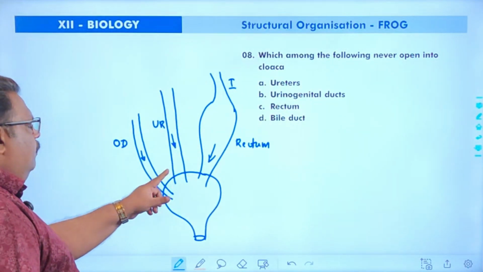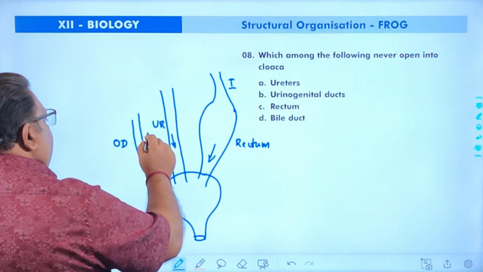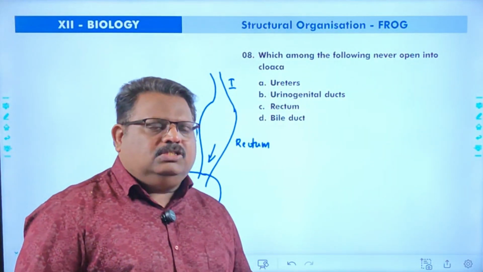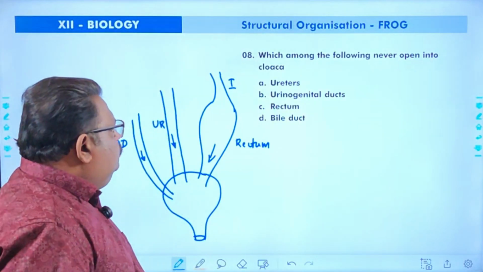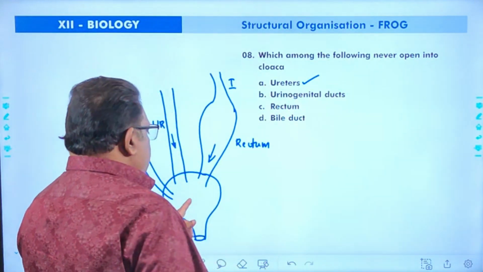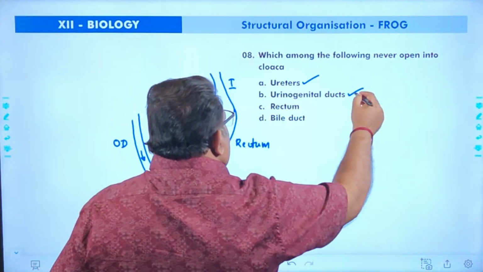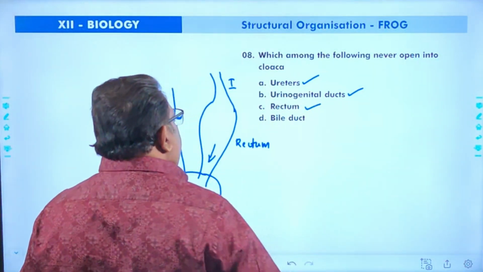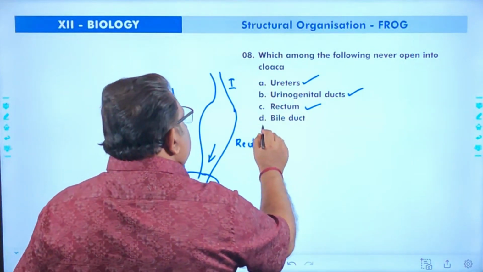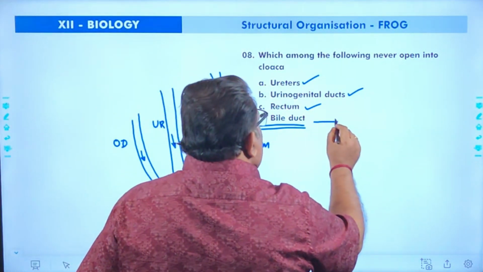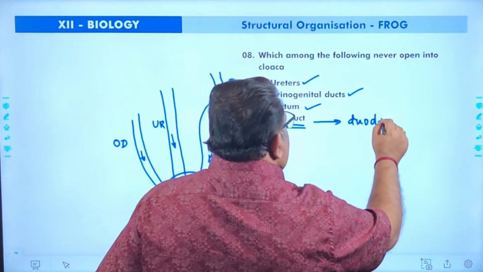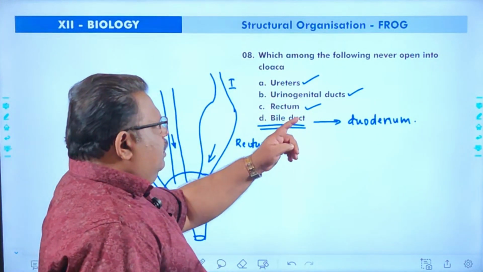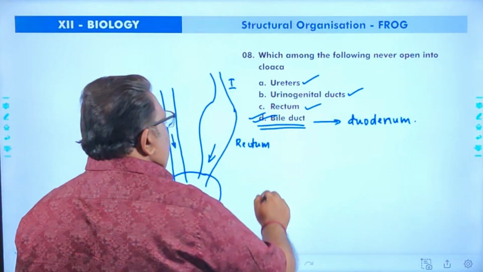In the case of male frog, instead of ureter and oviduct, there will be a single combined one. That is called urinogenital duct. So ureters open into cloaca. In the case of male frog, urinogenital duct also opens into cloaca. Rectum opens into cloaca. But bile duct is not opening into cloaca. Bile duct opens into duodenum. So which among the following never opens into cloaca? Answer will be bile duct.